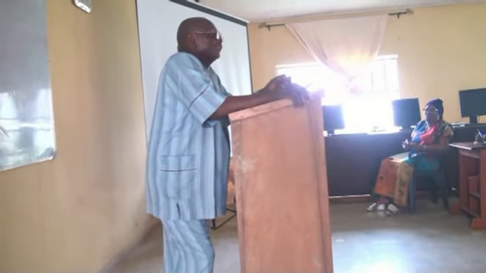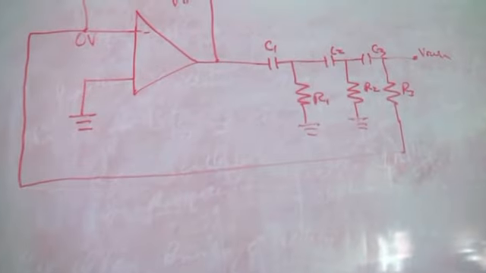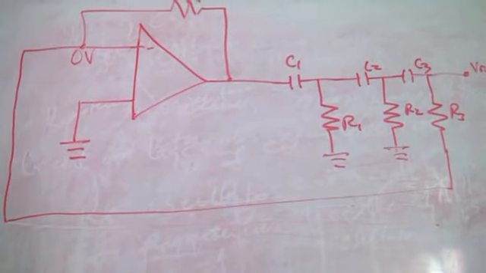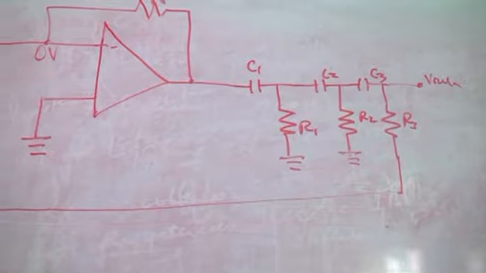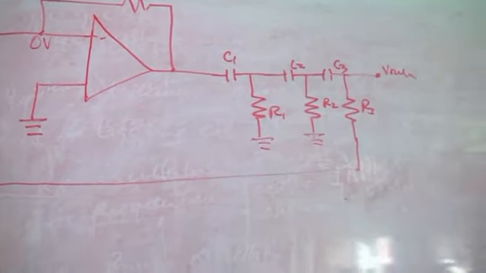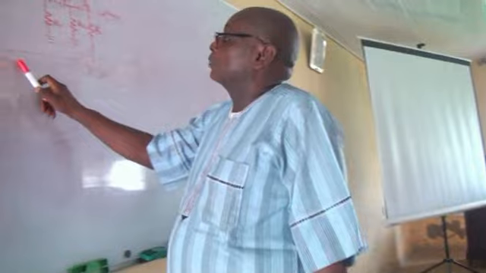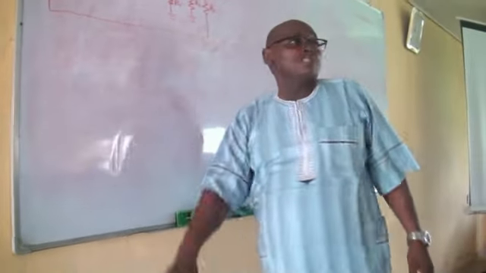Each of the three RC circuits, how many of them are there? C1, R1, C2, R2, C3, R3, right? Three RC circuits are there. The circuits in the feedback loop can provide a maximum phase shift of 90 degrees each. And oscillations occur at the frequency where the total phase shift is 180 degrees.